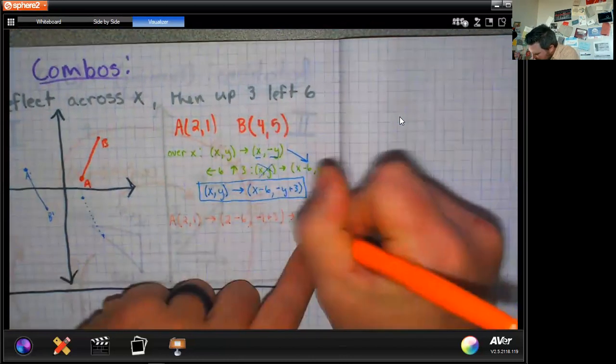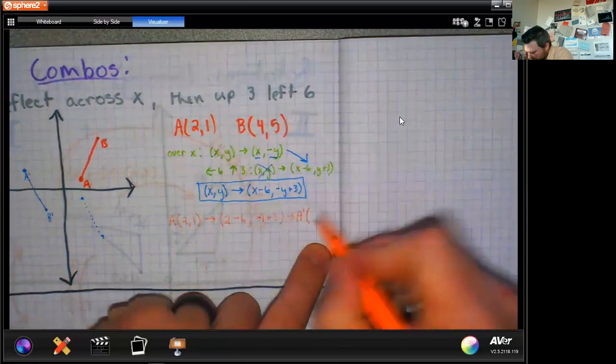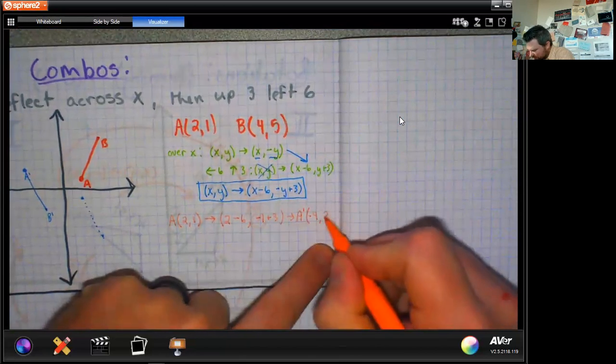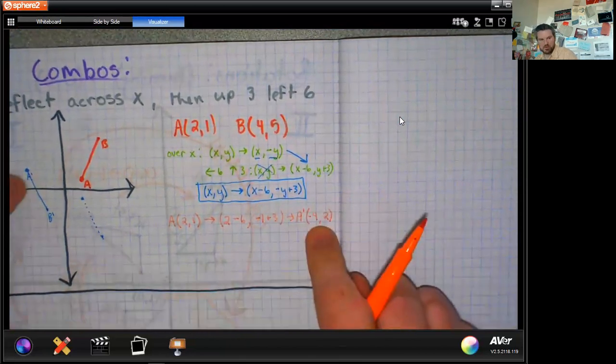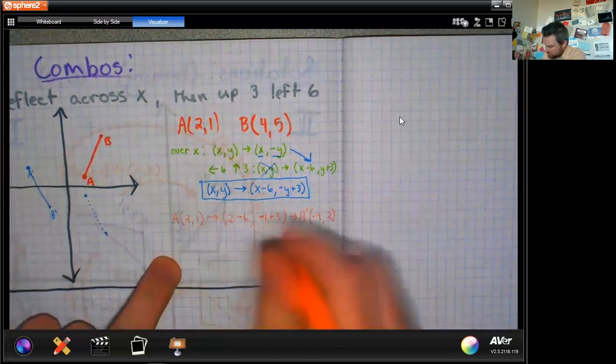And that should be A prime. Let's see. 2 minus 6 is negative 4, and negative 1 plus 3 is 2. And if we look over here, A was at negative 4, 2. This step is called verifying.